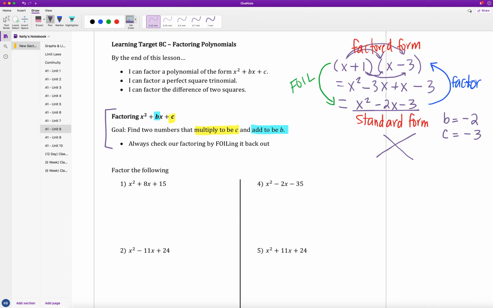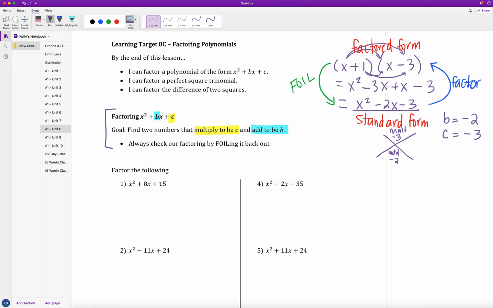And the way we organize our work here is we put the number on top that we want to multiply to be. So I'm going to put negative 3 on top. Then we put the number on the bottom of the x that we want to add to be. So I would put the negative 2. Now in these two opposite sides, we want to come up with what those two numbers are.